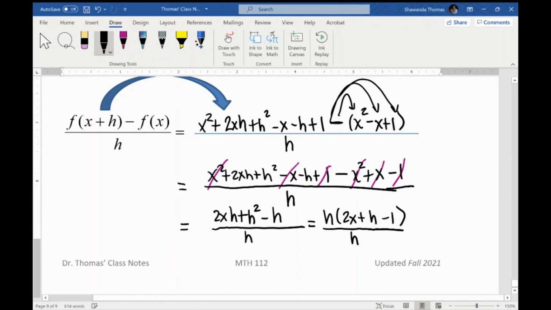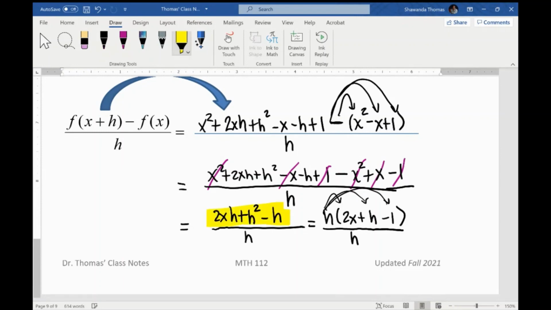Okay. So when I multiply this, I got to be able to get this. Can't get something else. When I multiply that h times everything in that parenthesis, I have to get 2xh plus h squared minus h. If I get something else, those are not the factors. So that's a little tip for you on your quiz day. You can just check it by multiplying it. All right, and then our h's cancel here. H's cancel, and our final answer for this difference quotient is 2x plus h minus 1.